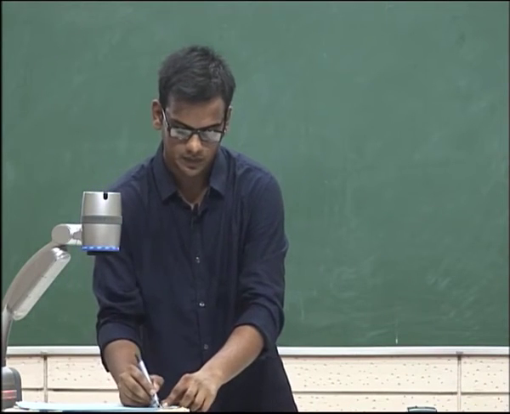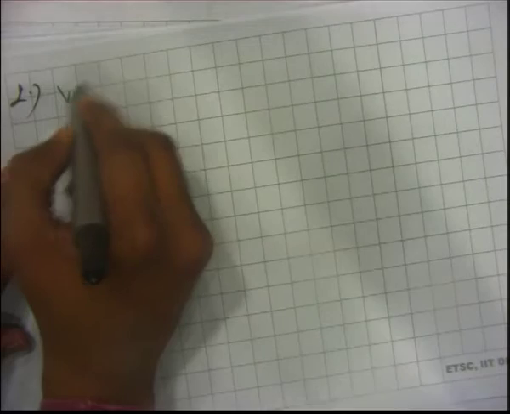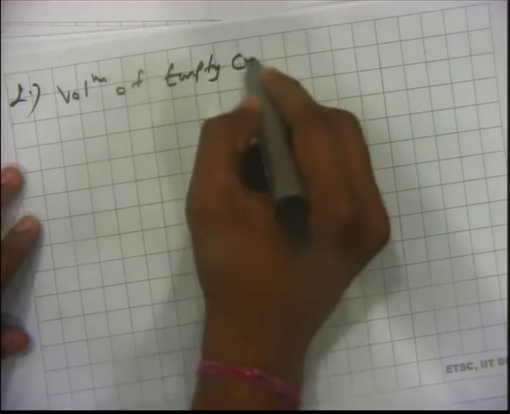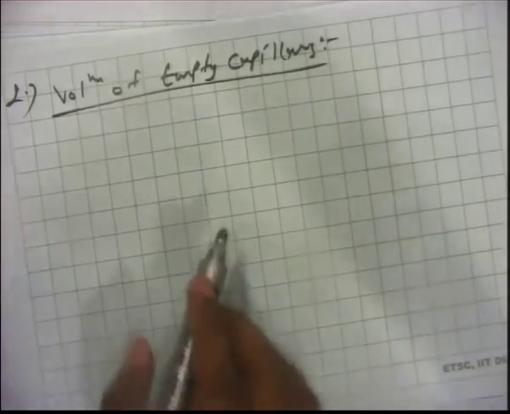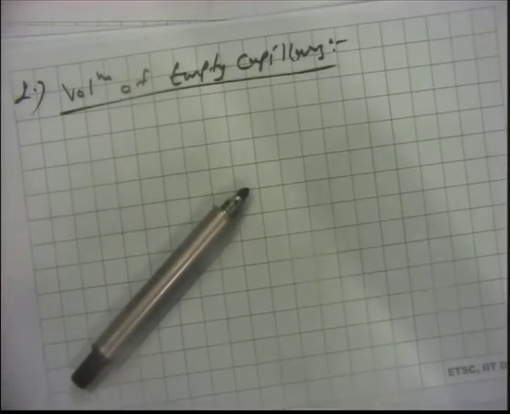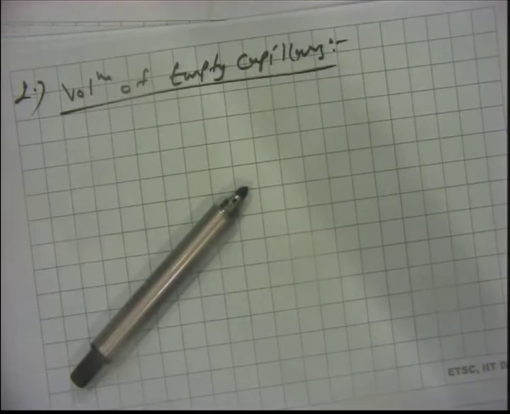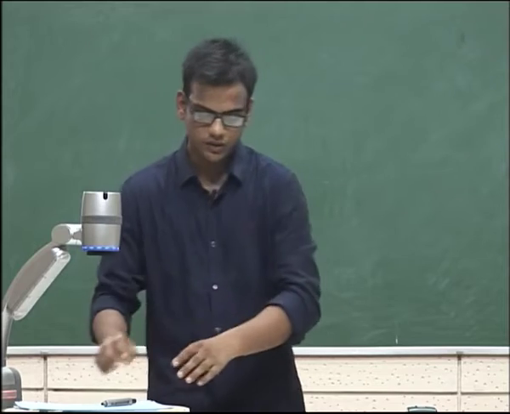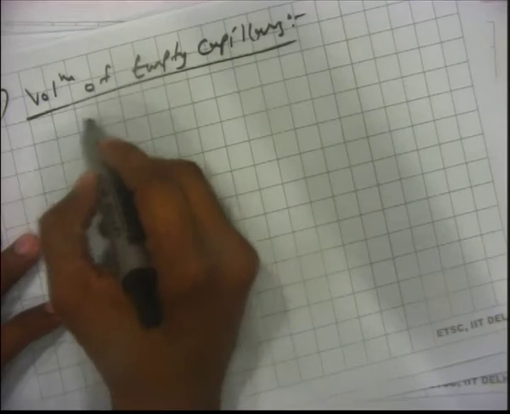Second, we can calculate the volume of empty capillaries. As we have seen, the empty capillaries are generated because of the difference between the volume of the original products and the volume of the final product. So we can calculate this difference.